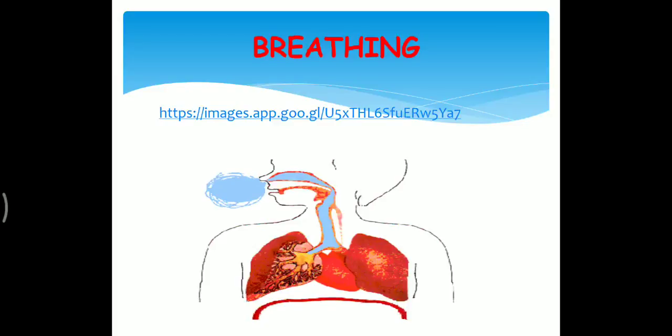Here is a small link I've sent where you can see the breathing mechanism, where you breathe in oxygen and breathe out carbon dioxide. You can just click through that and see that easy mechanism. So with this, students, we complete our respiratory system, human respiratory system. In the next classes, I will be talking to you about the other organ systems.